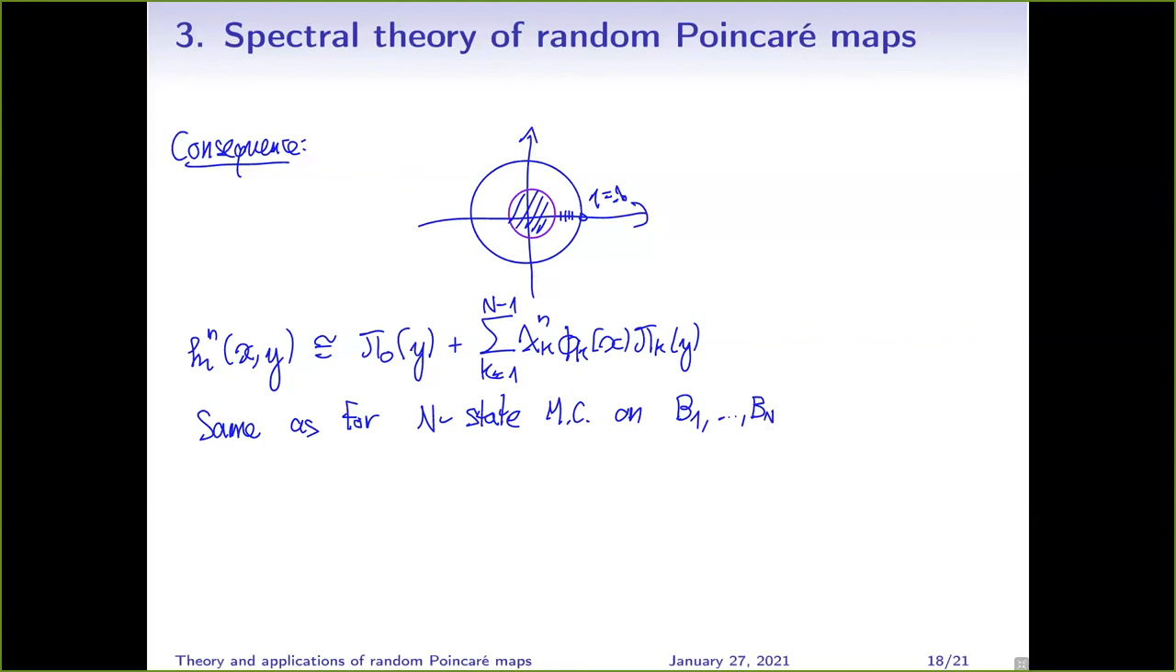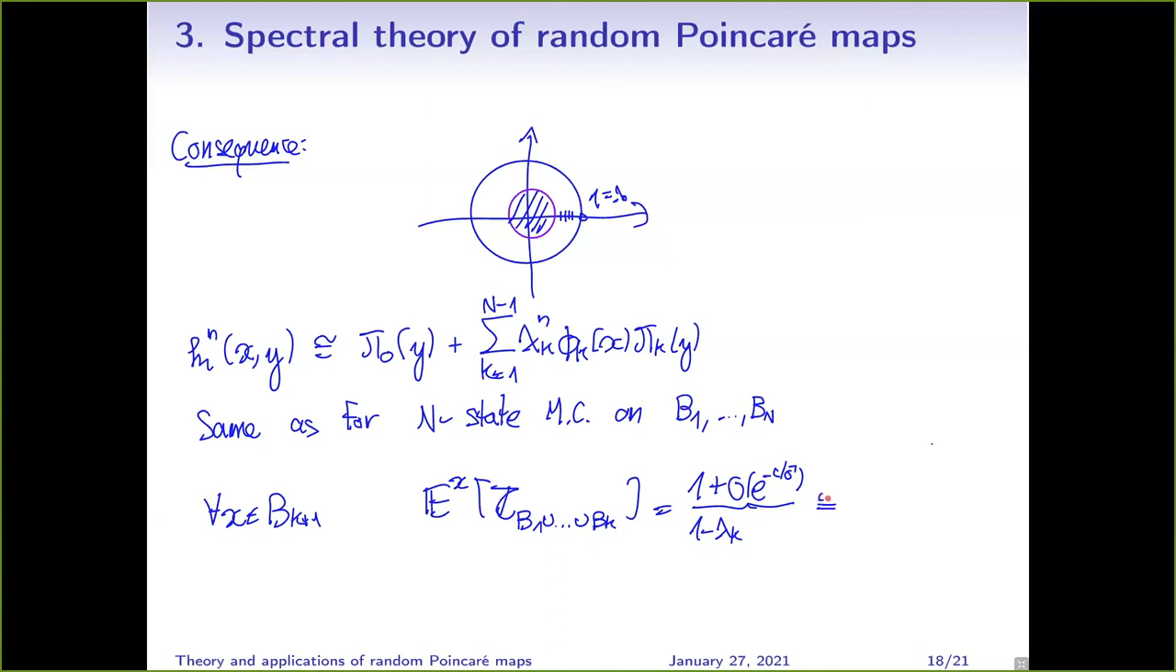And in particular, what you can also show is that wherever you start in the ball B_{k+1}, the expected first hitting time of the orbits, the neighborhoods below in the hierarchy, will be very close to 1 over 1 minus lambda_k, which is also given by this exponential. So constant over sigma squared. So this is also approximately expectation H_k over sigma squared.